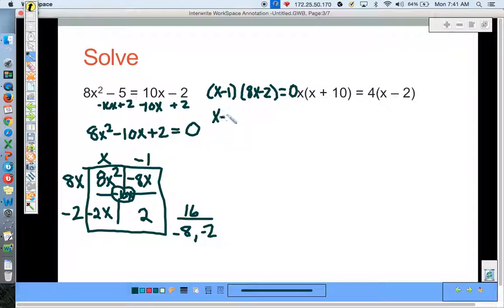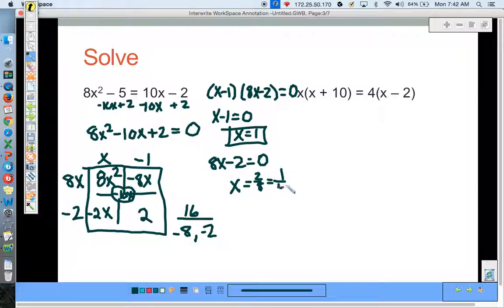And then we set each parenthesis equal to 0. So 8x minus 1 equals 0, so x equals 1. And 8x minus 2 equals 0, so x equals 2/8, which reduces down to 1/4.